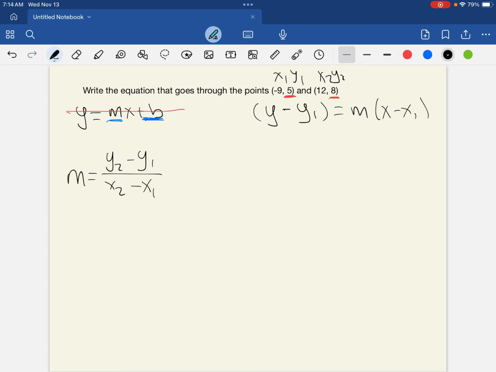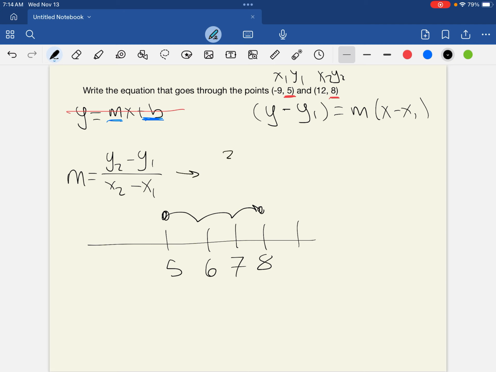Well, on a number line, if I'm going from here to here, I go 1, 2, 3. Because I just went from 5 to 8, let's go from -9 to 12. I'm going to cheat because this is a much bigger number line. To go from -9 to 12, the first thing I do is go from -9 to 0. There's 9. I go from 0 to 12. That's 12 more. So this would be 21.